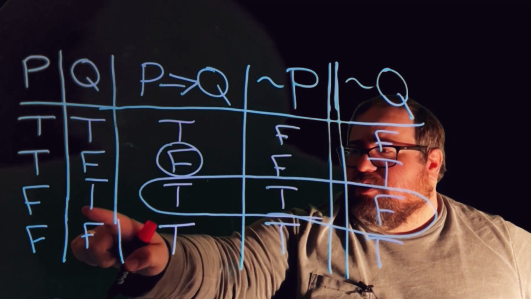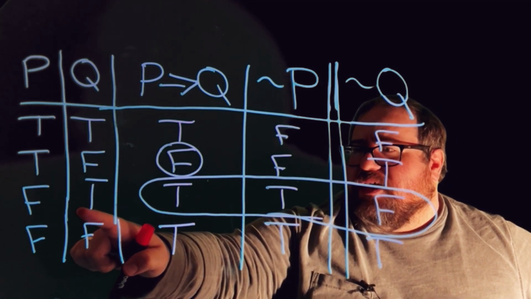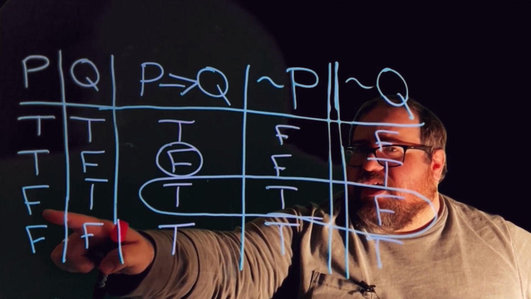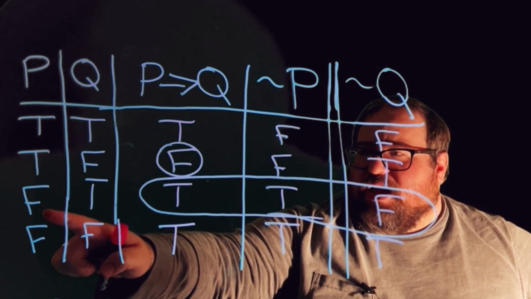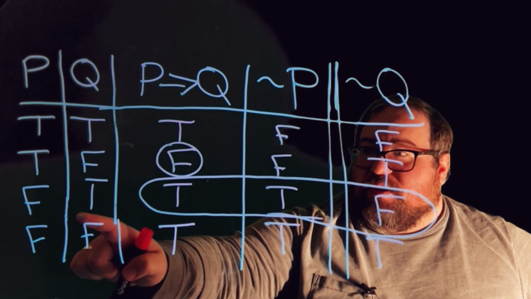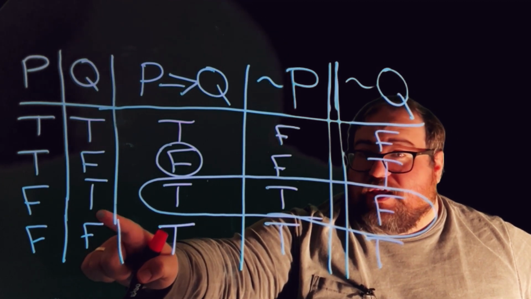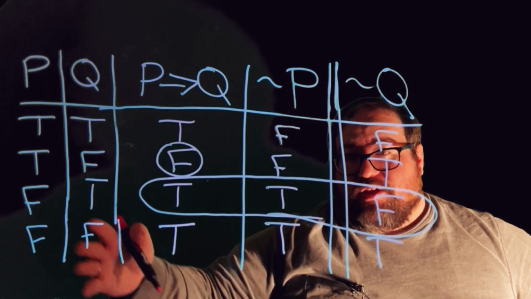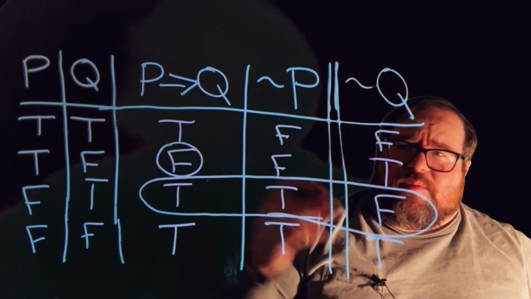Why? Well, because we talked about it here, right? It's not the case that if I don't have the antecedent, I also don't get the consequent. I could still get the consequent, but it could be for a totally different reason. So we might think about it.